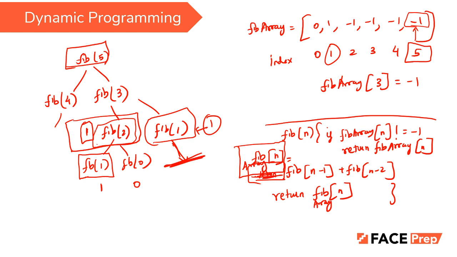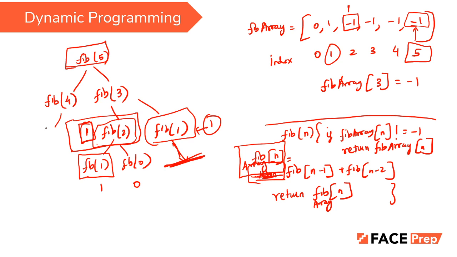Till this point in time, it is at a similar position to the simple recursive function. But at this point, the dynamic programming kicks in. So what are we saying here? Fib of 2, the moment the value 1 is calculated, I am updating it in the array. So this will become 1.